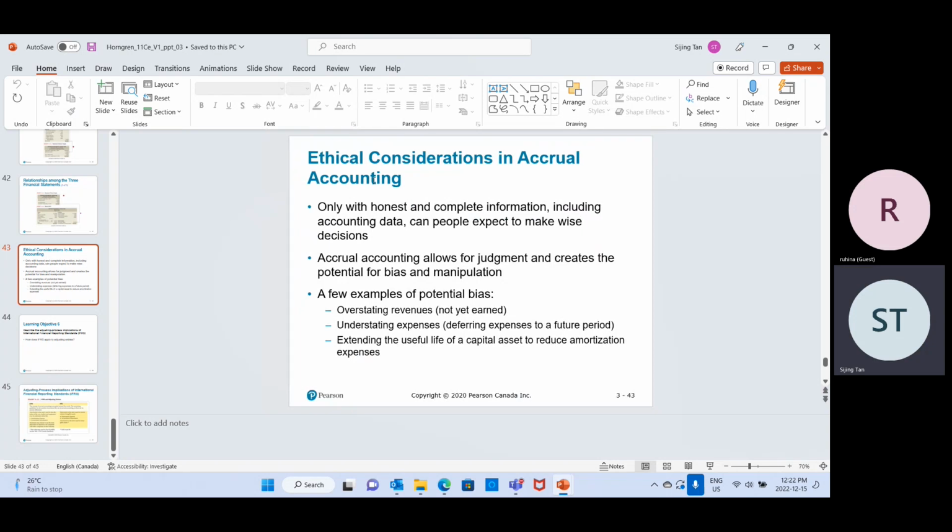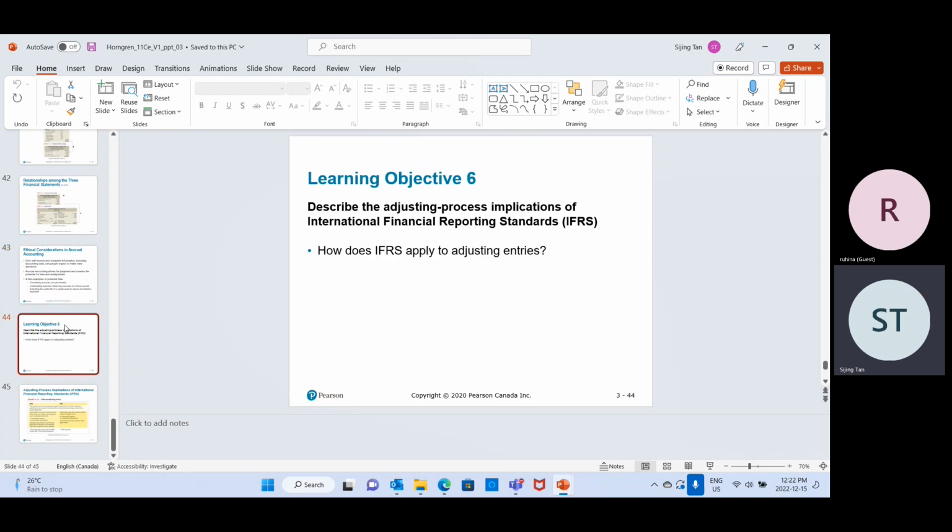Now, the last one is the ethical consideration in accrual accounting. It is very easy for business managers or the executive team to make unethical decisions because they could overstate the revenue to make their financial situation look good for investors. They could simply overstate their revenue and understate expenses to make their financial statements better. So it is very easy to make unethical decisions.